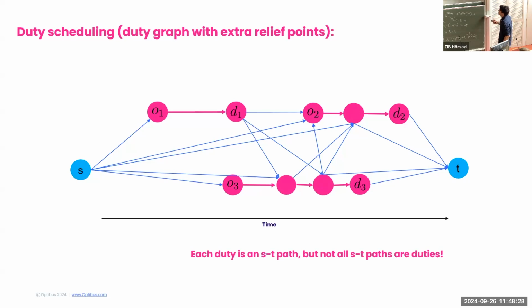The important thing is each duty is an ST path. So each duty can be written like that, but not all ST paths are duties, because we have a lot of additional constraints on there. So basically, we have to look at the ST paths here, and then we have to filter them out, because not all of them are valid. And this makes the problem quite hard.